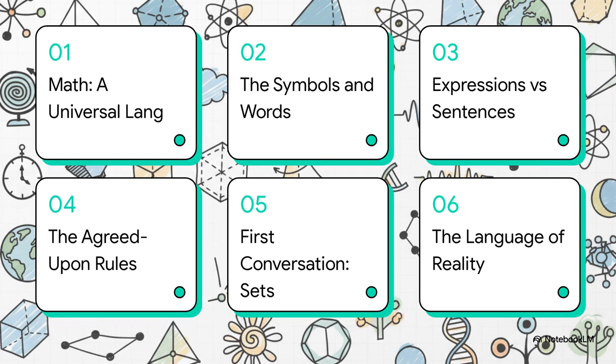Well, here's our game plan. First, we'll look at why it's so universal. Then, we'll get into its alphabet and grammar, the difference between just a phrase and a full sentence. We'll cover the really important rules everyone agrees to follow, have our very first conversation using something called sets, and then we'll wrap it all up by looking at why this language is so crucial for understanding reality itself.